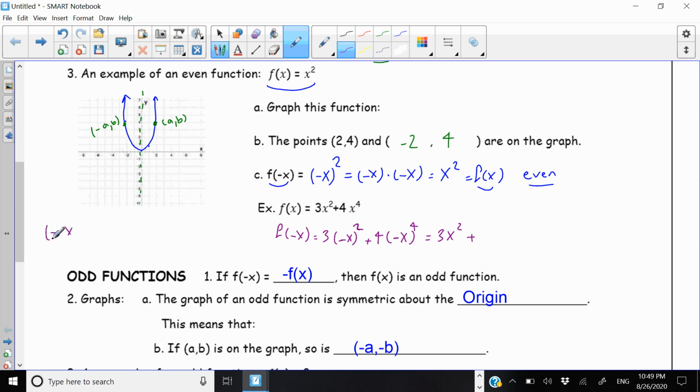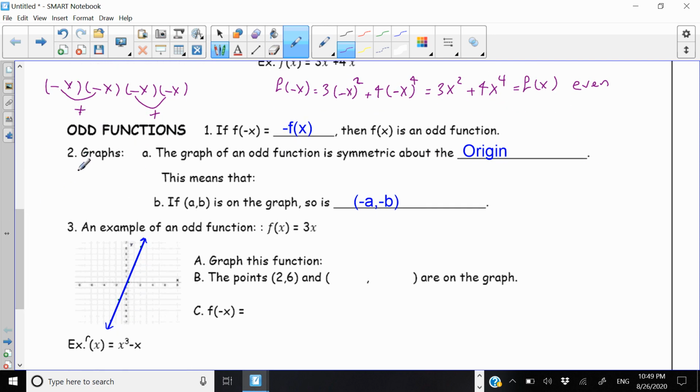Why? Because it's negative x times itself four times. This negative times this one is positive. This negative times this one is positive, and positive times positive is again positive. And we are multiplying x four times, so it will be x to 4. So the answer for this one is 4x to 4. And as you see, this is again exactly the same as f of x. So I can say this is an even function.